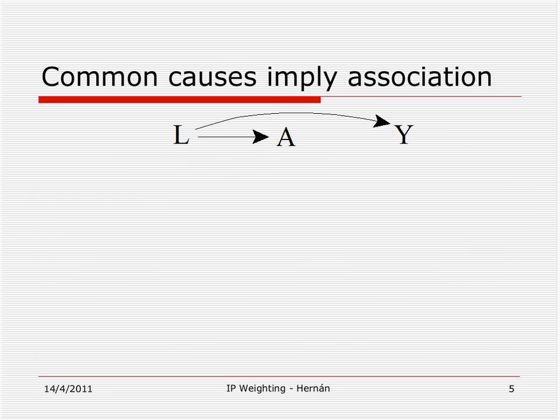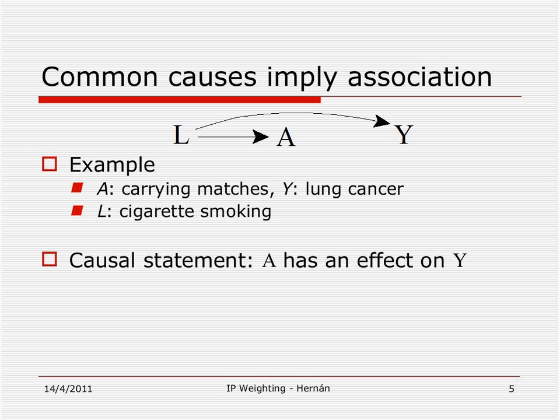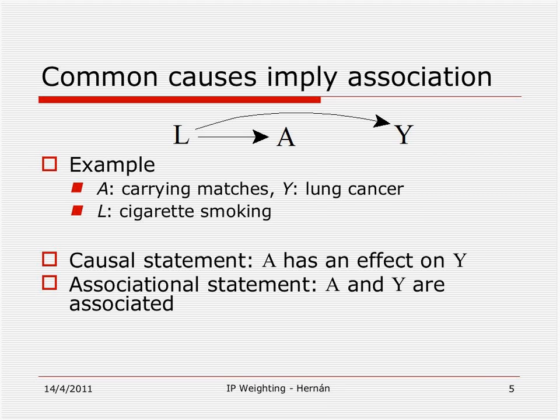So we can use DAGs to represent confounding. What you are seeing there is a typical example of confounding. We have one exposure, and I'm going to use a very classical example. A is the exposure or the treatment of interest. In this case, A is matches, Y is lung cancer, and L is cigarette smoking. We say that there is confounding because L is a common cause of matches and lung cancer. When there is confounding, then even when A doesn't have an effect on Y, as in this case, we say that A and Y are associated. It should say there A does not have an effect on Y in the slide.